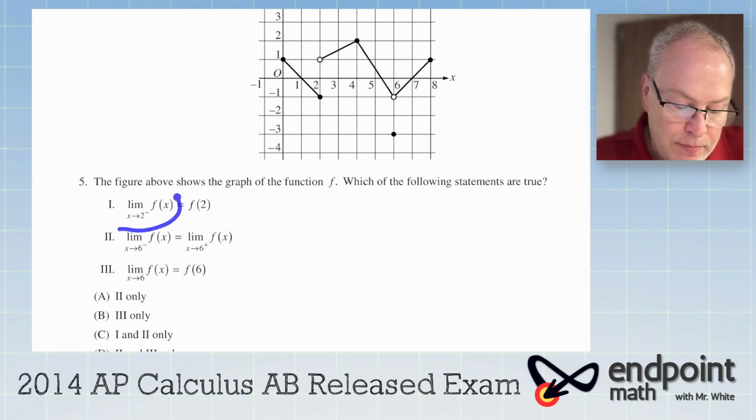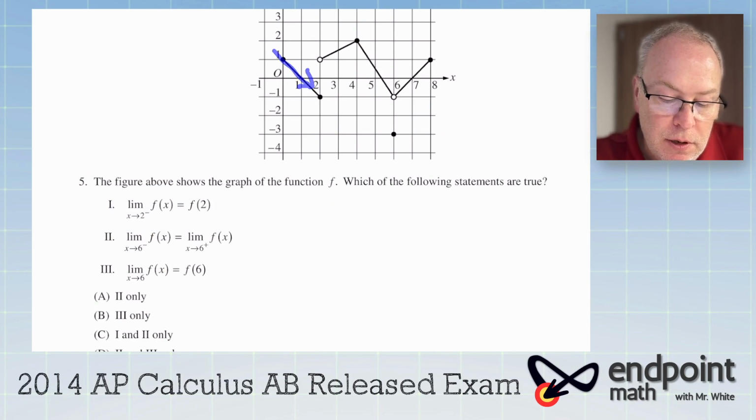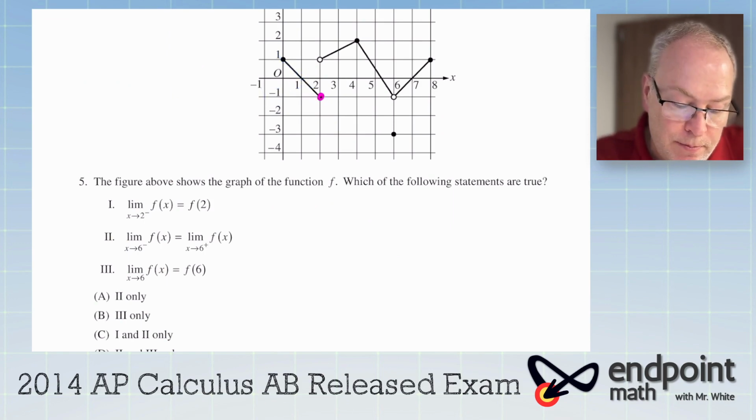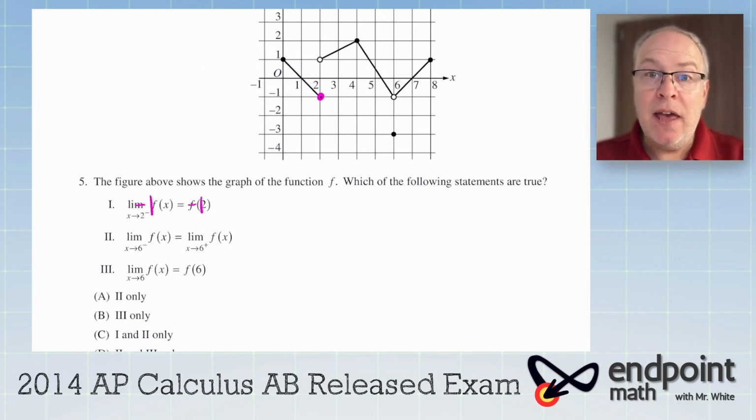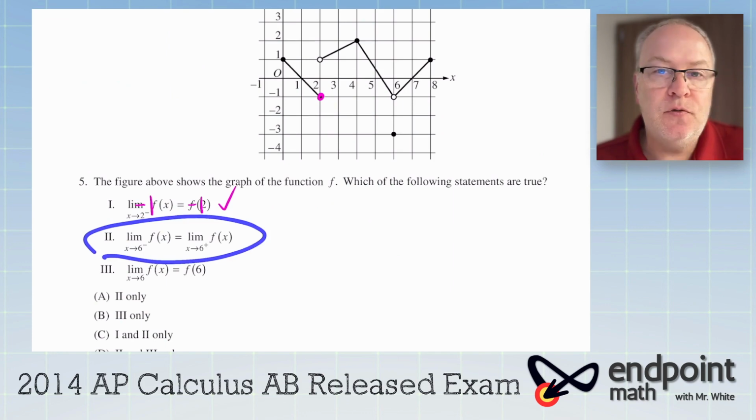The limit as we approach 2 from the left, well, where's 2? Right here. The limit as we approach 2 from the left is f of 2. And I do see that there's a closed circle here. Both of these are -1. We're approaching -1, and when we get there, we're actually at -1. So that's true. What about 6 from the left equaling 6 from the right?